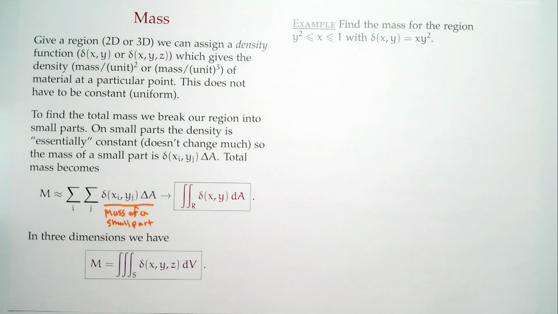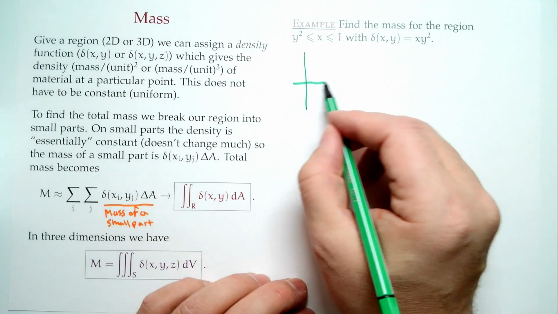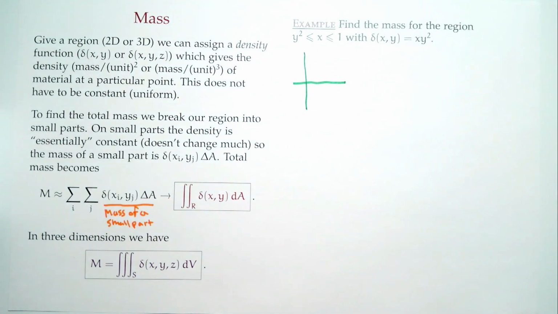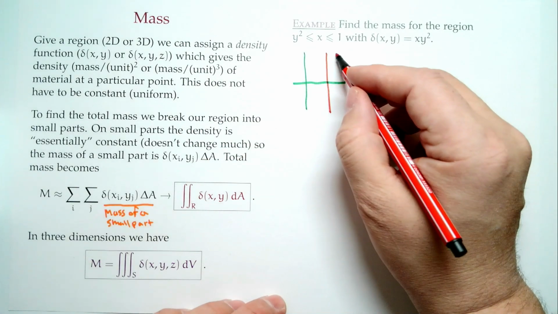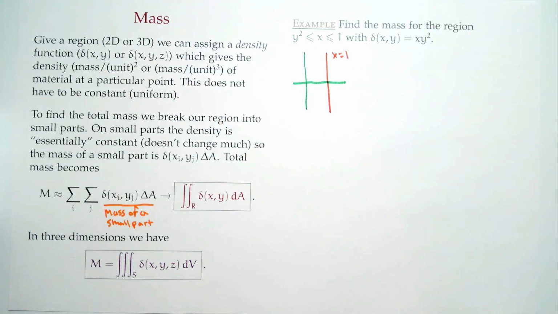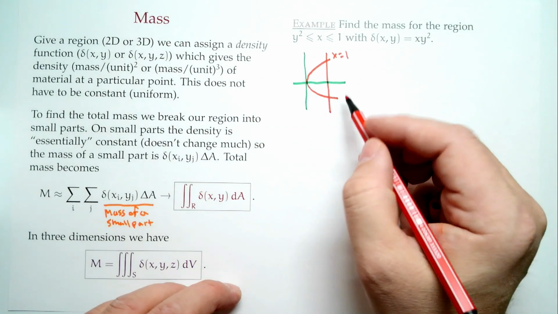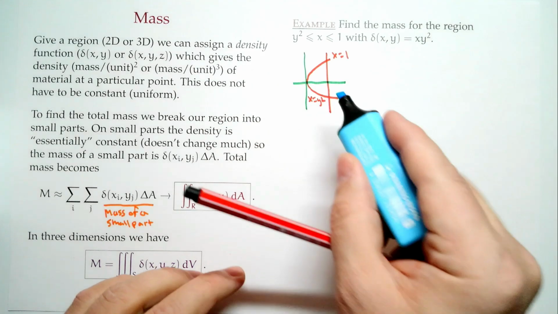So let's find the mass for the region y squared less than or equal to x, less than or equal to 1, and the density of (x, y) is xy squared. What does our region look like? Well, one bounding curve is x equals 1. That's not so hard to draw. Let me switch colors here, because sometimes when you have the same color, these vertical lines look a lot like the coordinate line. So here's x equals 1. How about x equals y squared? What is that? It's a sideways parabola. So here's x equals y squared. And we want to go from y squared on the left to 1 on the right. So that tells us that our region is this piece right here.